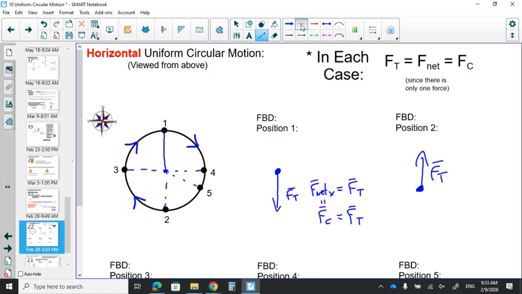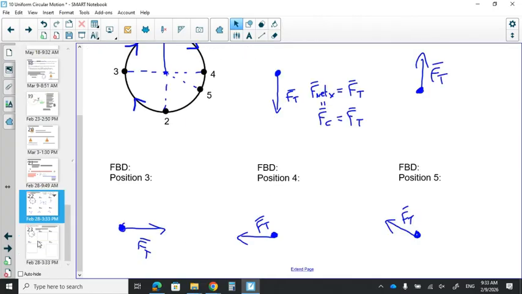And again, you can put vector bars on these things if you want, because there's a definition to do with the direction, right? It's towards the center of the circle. You just can't label it as north or south, because it changes so much.